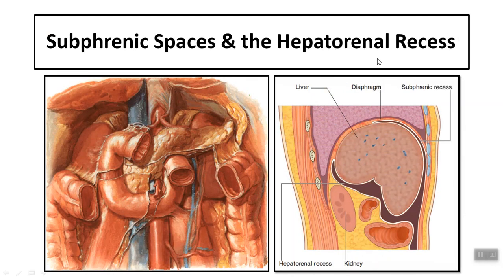The hepatorenal recess, from its name, means it lies in between the right lobe of the liver and the right kidney. What is the importance of these spaces, the subphrenic spaces or hepatorenal space? There is a continuity in between them and the paracolic gutter downward.